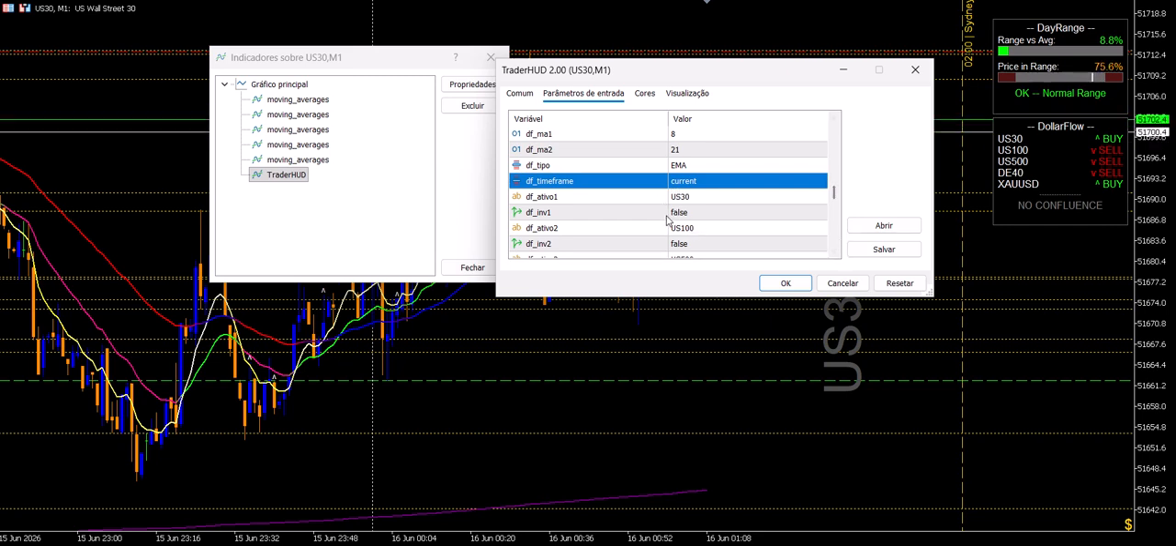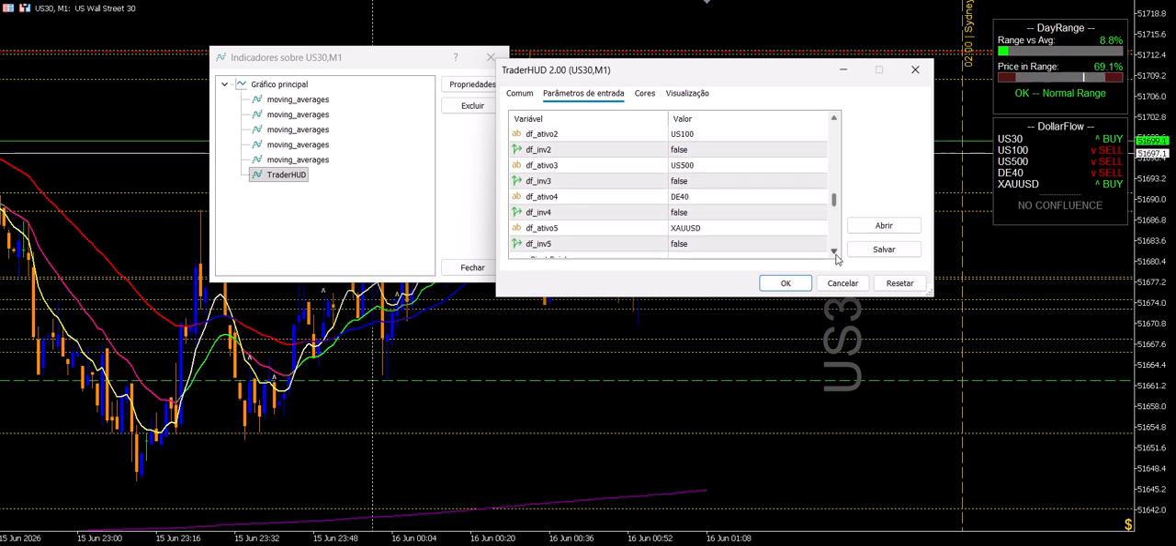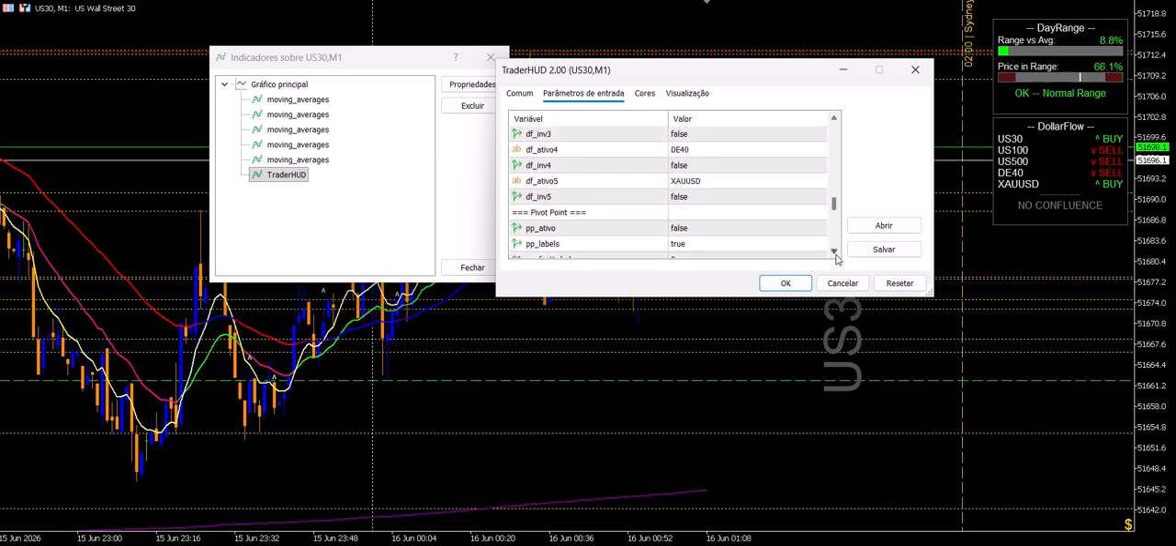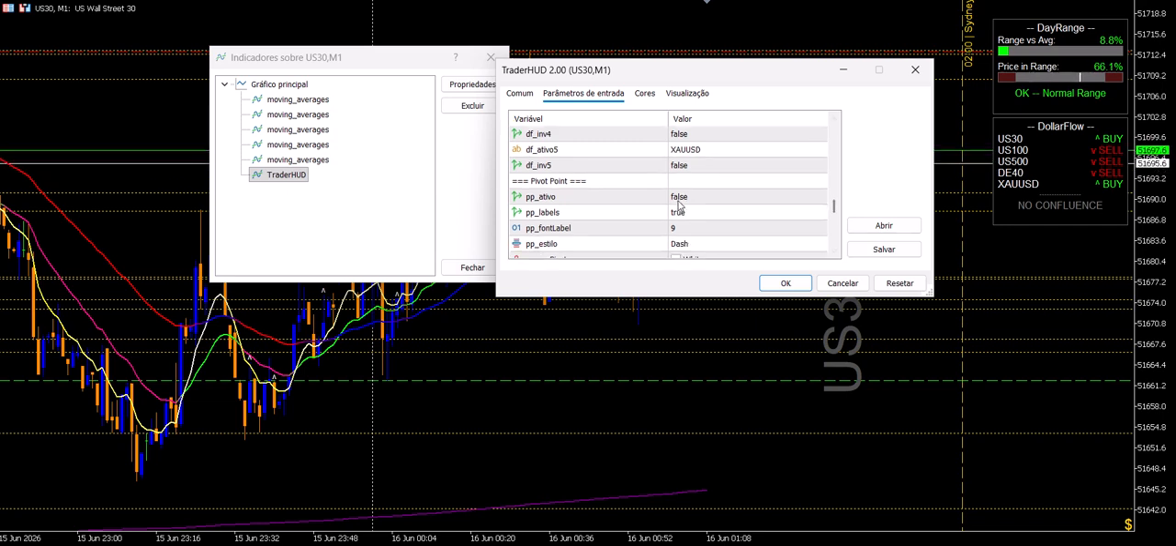Assets must be registered in the market and match the description exactly to appear without error. Some assets have inverted correlation, so if that's the case, you can enable inversion here.